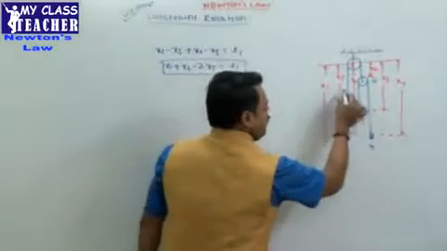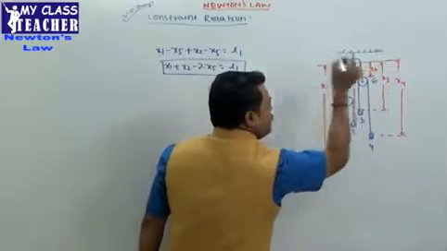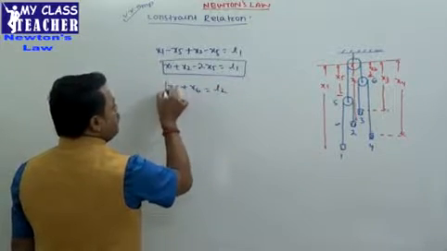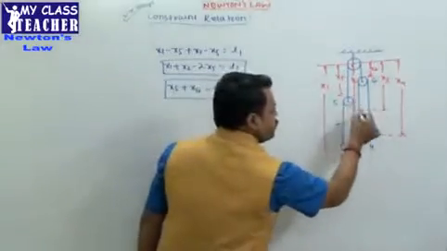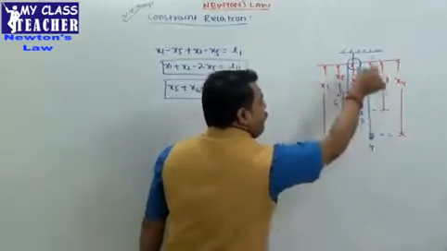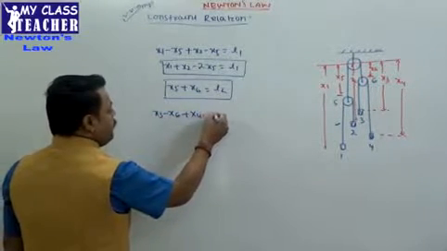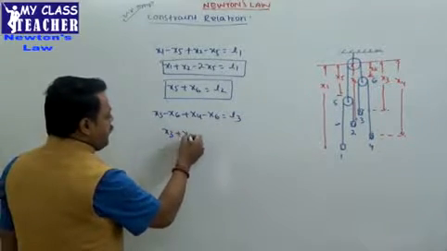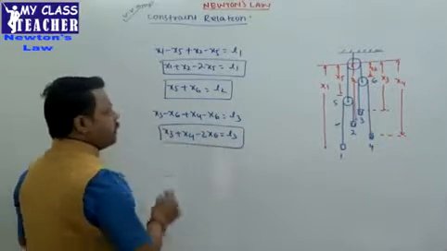Length of other string, this string that is passing over the fixed pulley, length of left hand side portion is x5, length of the right hand side portion is equal to x6. That means x5 plus x6 is equal to L2. This is equation number 2 here. Other string, length of this portion is equal to x3 minus x6, length of this portion is equal to x4 minus x6. That means this is equal to x3 minus x6 plus x4 minus x6 is equal to L3. So finally it becomes x3 plus x4 minus 2x6 is equal to L3. That is equation number 3.